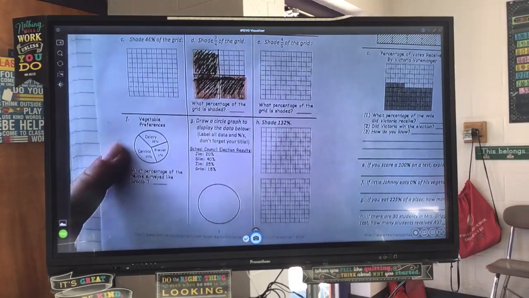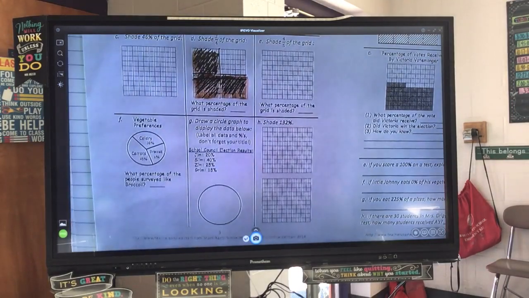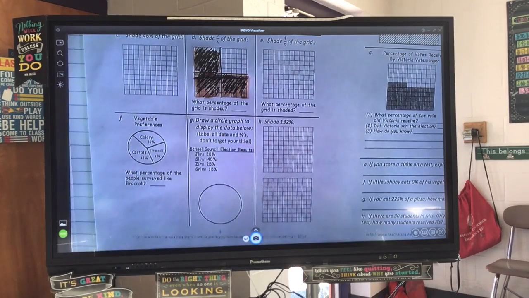So for F, we're going to answer this question. It says, what percentage of the people surveyed like broccoli? So what percent likes broccoli? And how do you know? You're not doing anything other than F right now. There should be no markers, no nothing in your hand.